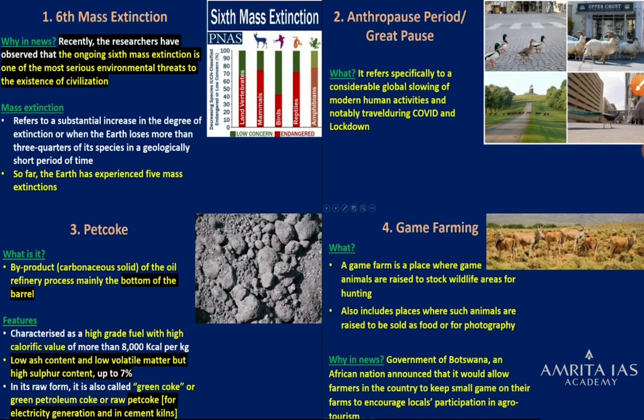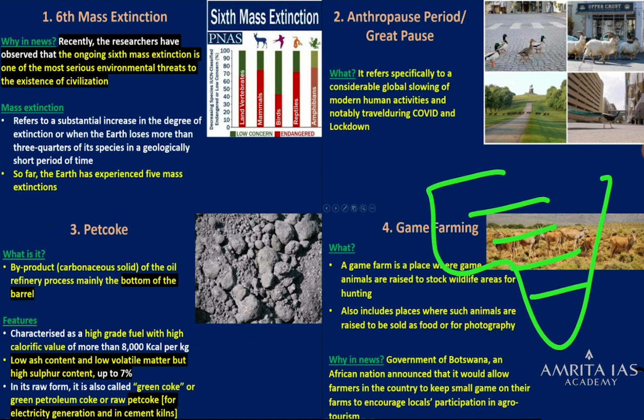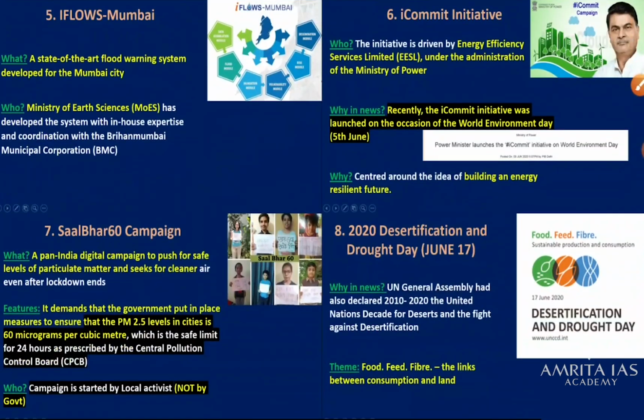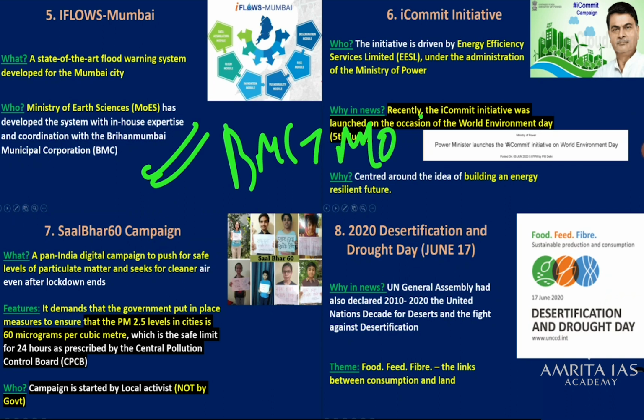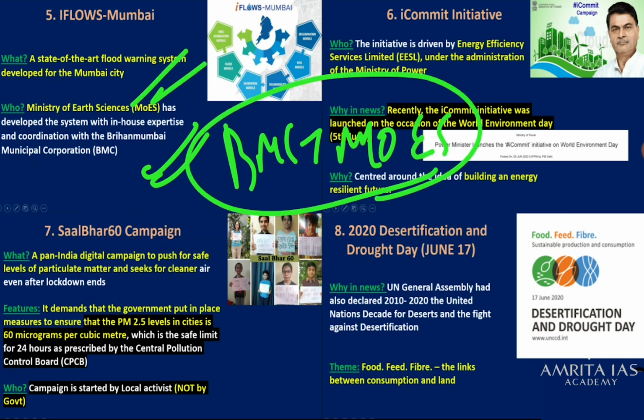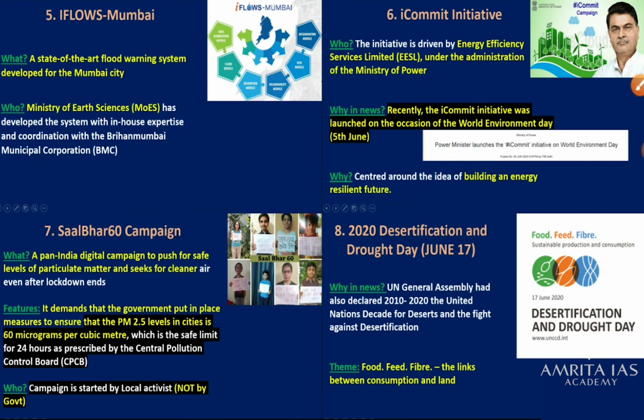Then we have game farming in the context of Botswana. Remember, it happens majorly in African countries. Okay, so it is called game farming. Then IFlows, that is BMC plus the Ministry of Earth Sciences have come up with IFlows so as to get the early flood warning system. Then the I Commit initiative, that is energy resilient India going forward.